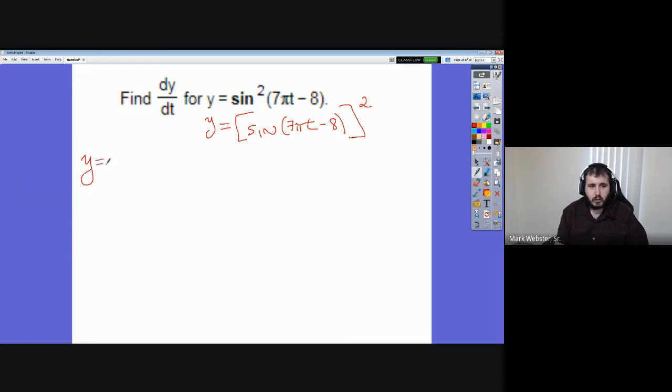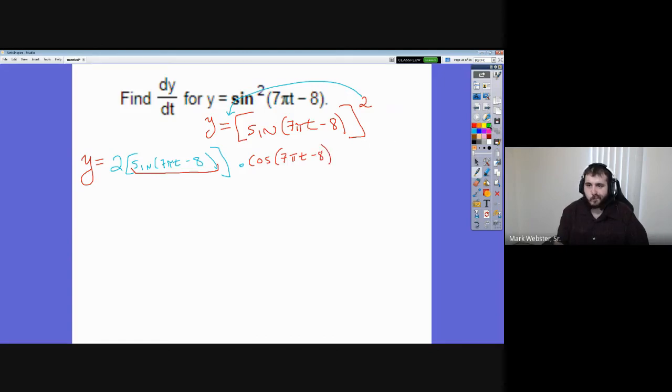So, watch. First, I'm going to take the derivative of the outer function. And notice all I did was I pretended like this was just one big giant x, and I brought the 2 down, and I left the inside alone. Now I'm going to take the derivative of this inside bit. Well, what's the derivative of sine? Cosine, right? And again, leave the insides alone.